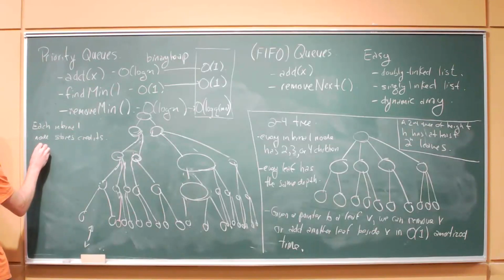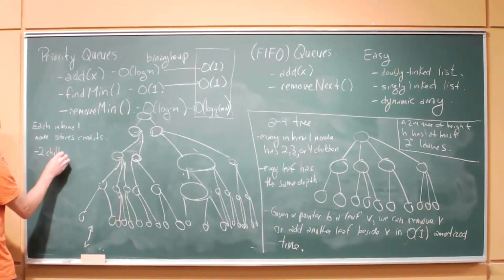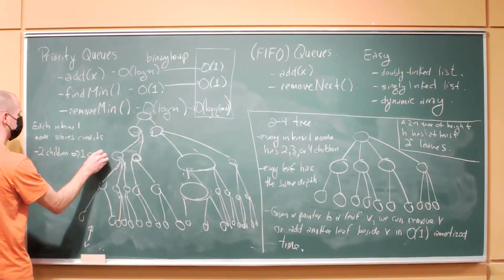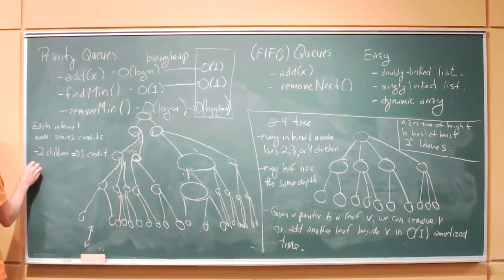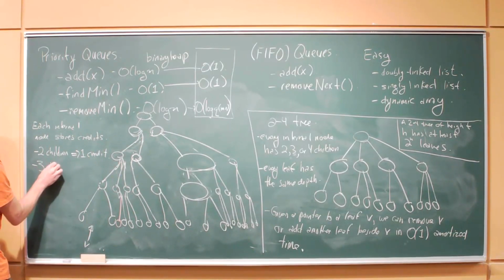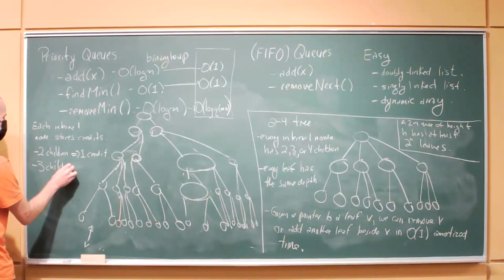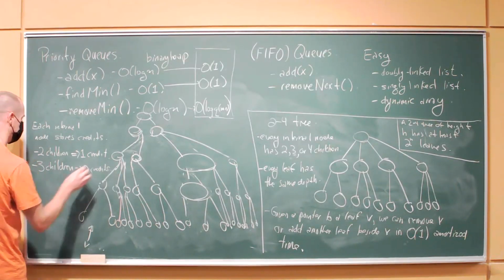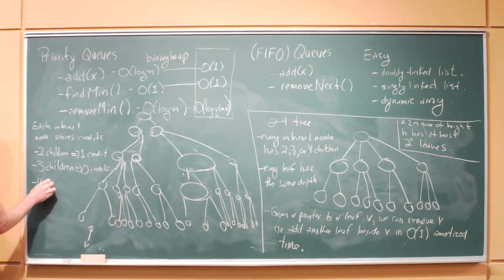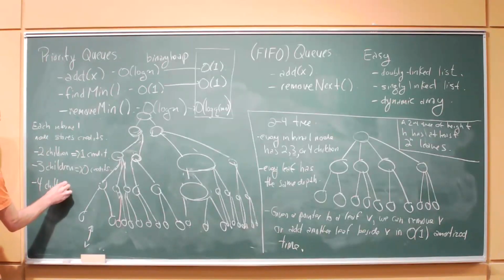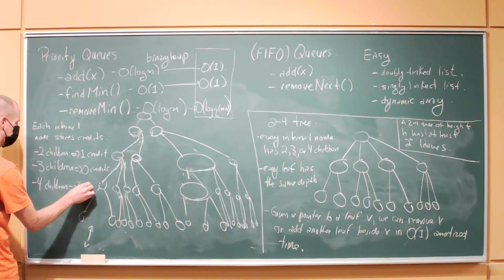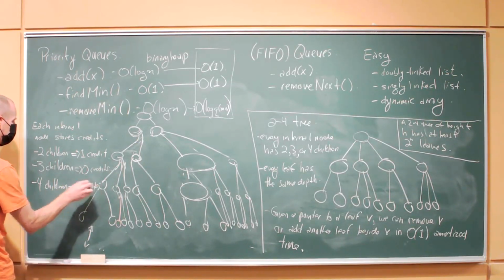So if they have 2 children, they store 1 credit. If they have 3 children, they store 0 credits. And if they have 4 children, then they store 3 credits. Okay.